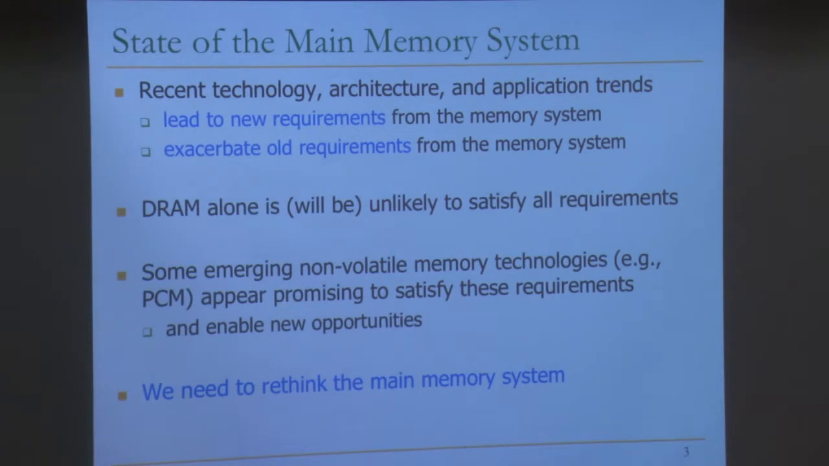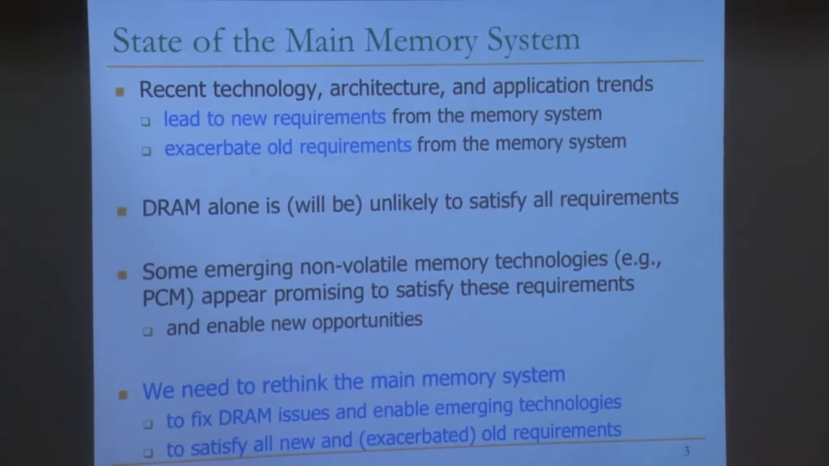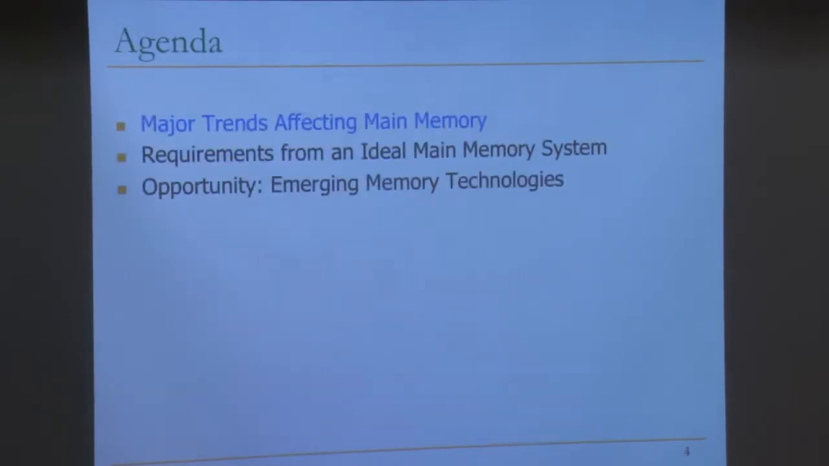So the main thing is we need to start rethinking what we mean when we talk about a main memory system. In the future, it's probably not going to be entirely DRAM. It's going to be composed of a bunch of different devices. How do we manage those? First, we want to fix the issues that already exist with DRAM memory and enable new emerging technologies that have other benefits. And at the same time, we want to satisfy new requirements and the exacerbated old requirements.